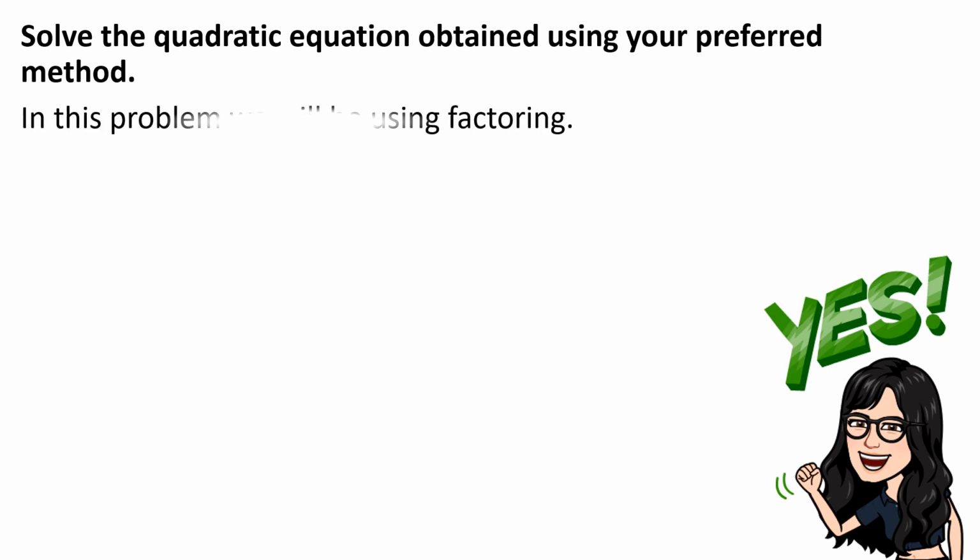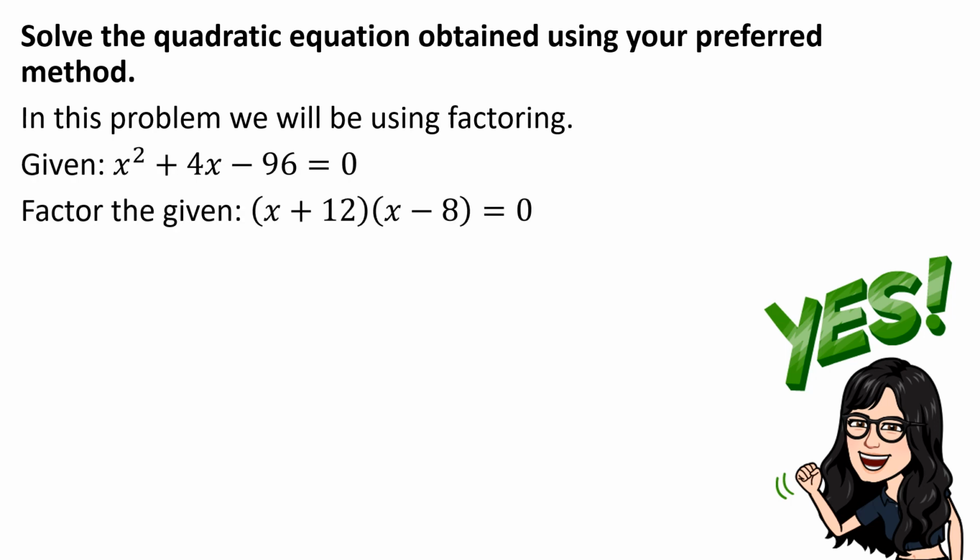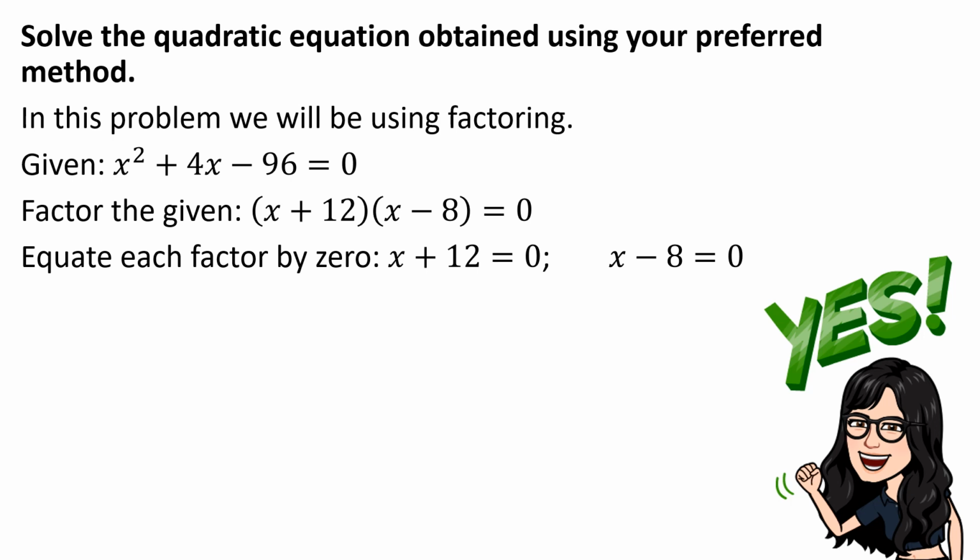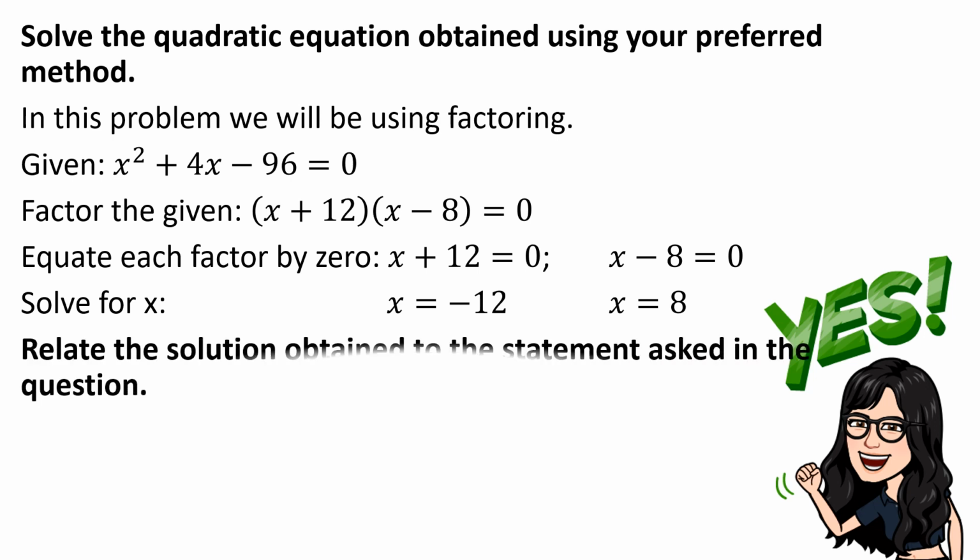Solve the quadratic equation obtained using your preferred method. In this problem, I will use factoring again, but we can also use the quadratic formula. So the given is x squared plus 4x minus 96 equals 0. Factor the given. So we have the quantity x plus 12 times the quantity x minus 8 equals 0. Equate each factor to 0, giving us x plus 12 equals 0 and x minus 8 equals 0. Let's solve for x, which gives us x equals negative 12 and x equals positive 8.